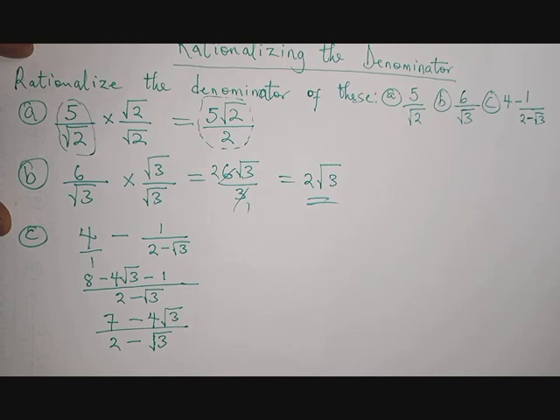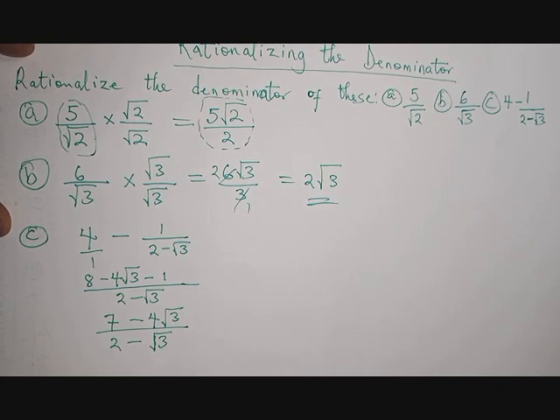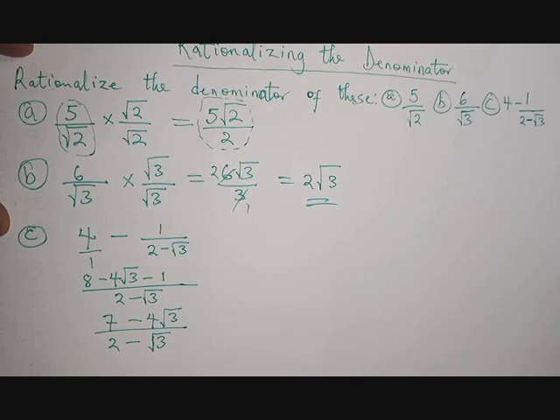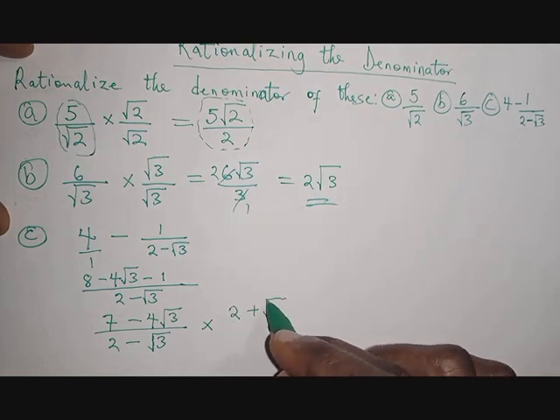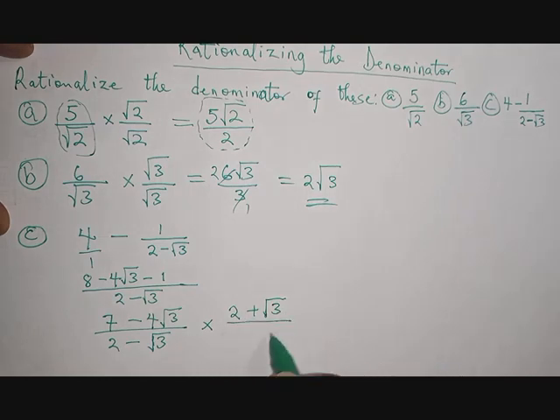Now looking at this, you notice that we now have a surd in our denominator. But like the topic says, we're trying to ensure we rationalize the denominator. We don't want surds in our denominator. So in this case, for this kind of surd, you ensure that you don't just multiply by the surd, you multiply by the conjugate. So what's the conjugate of this surd? It's going to be 2 plus root 3 divided by 2 plus root 3.